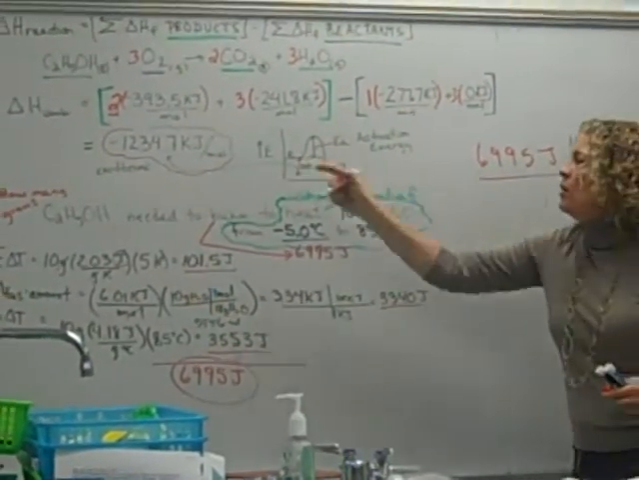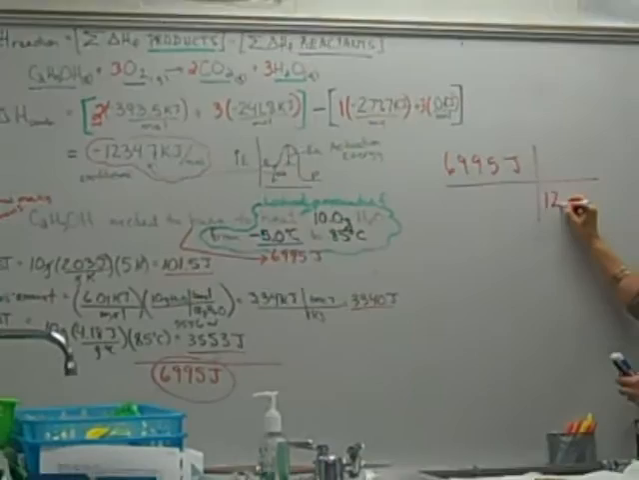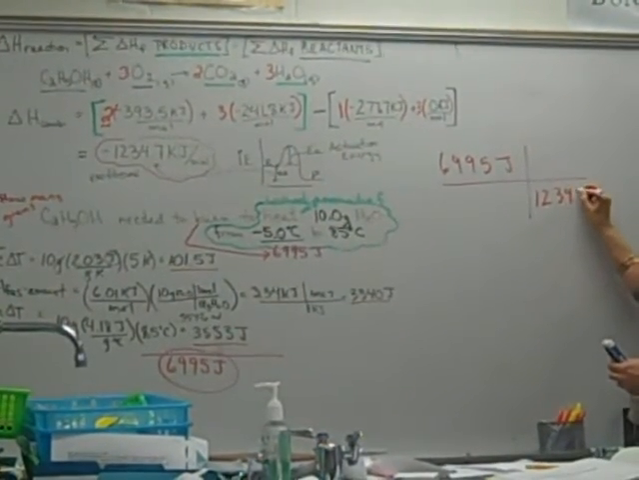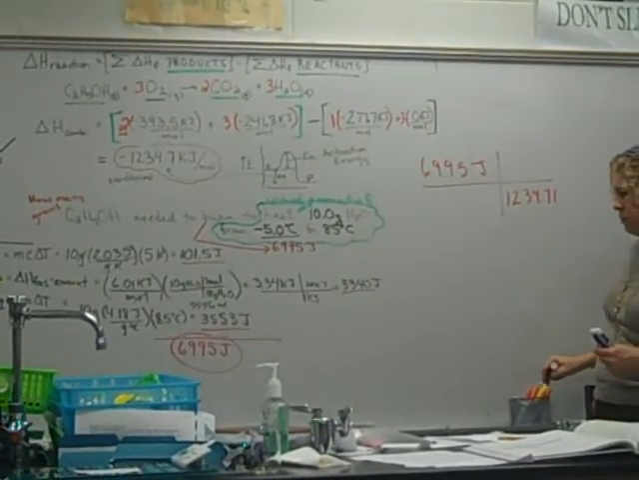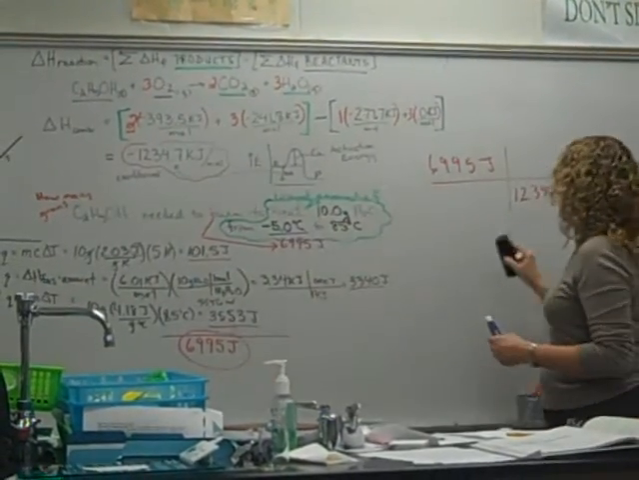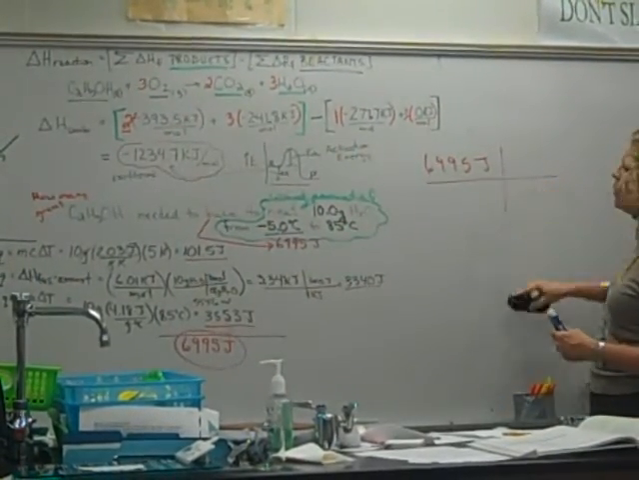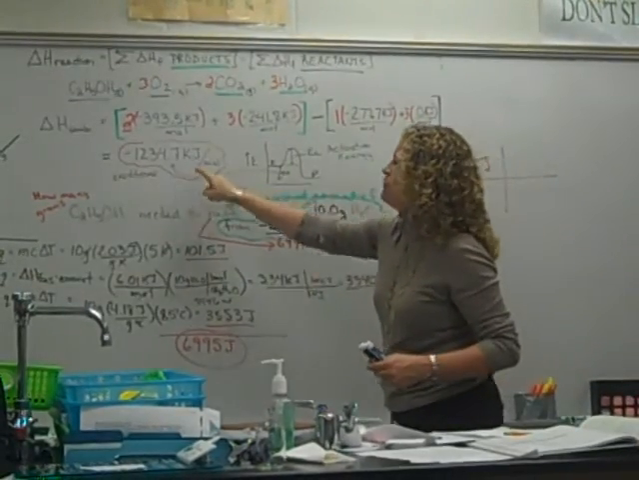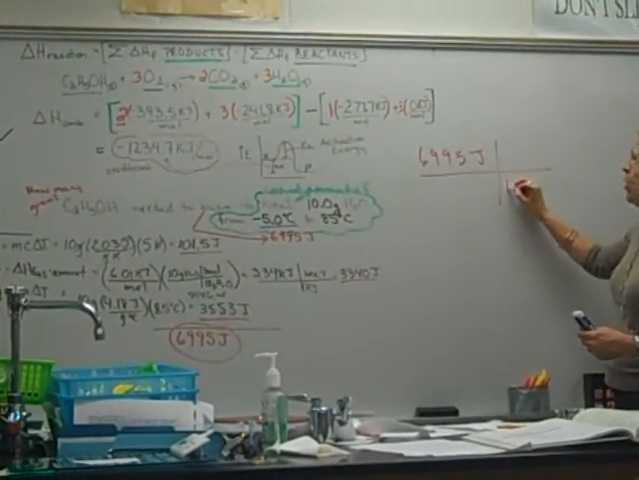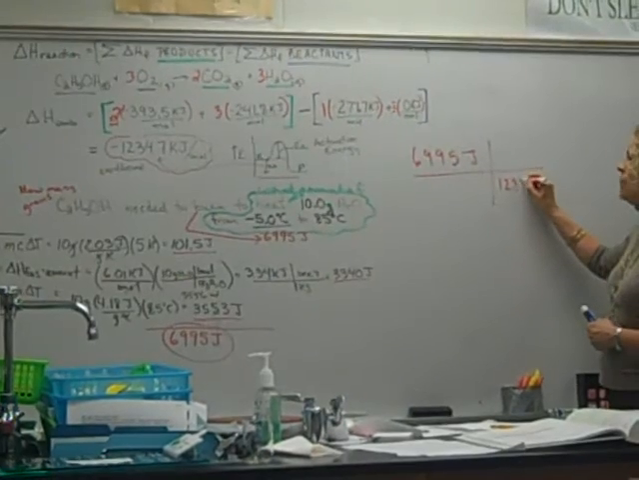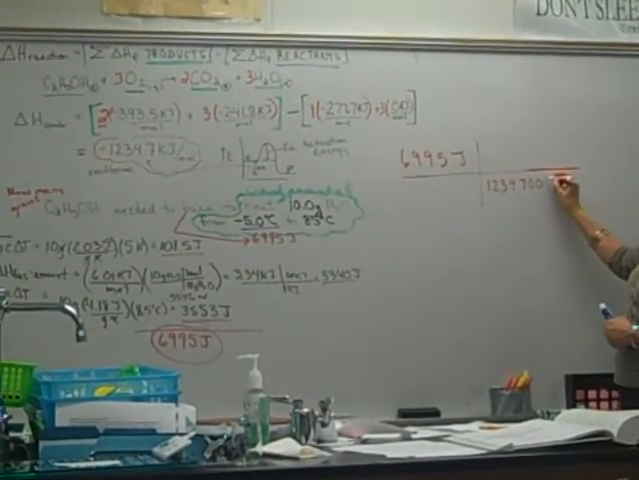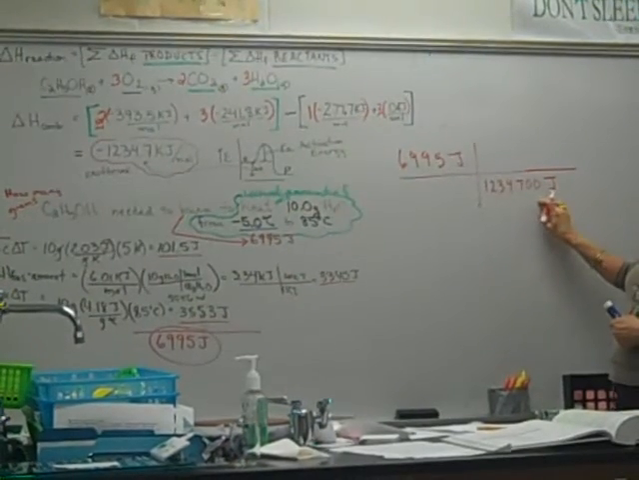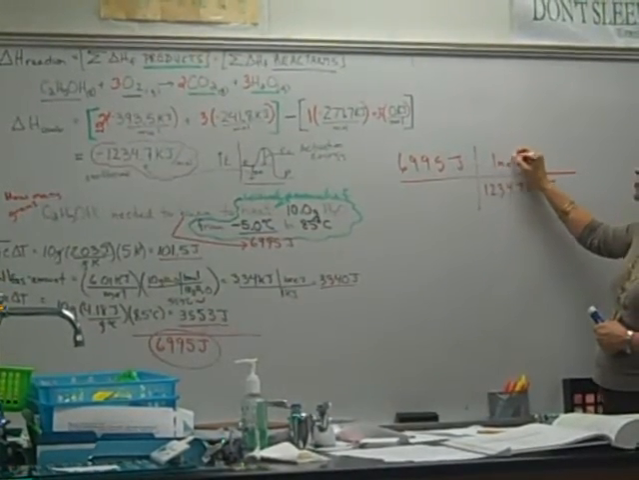For every 1,234.7 kilojoules. Oh, all right, hold on. So this would be what in terms of joules? Wouldn't it be 1,234,700? With me? This many joules is produced from 1 mole.